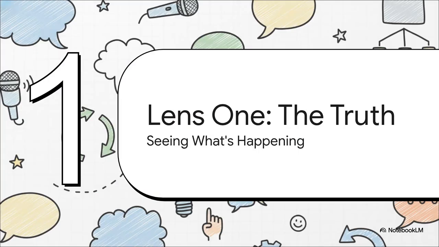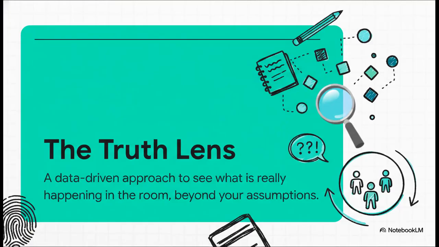All right, lens one is all about the truth. And that means we have to get objective. It's about moving past our gut feelings, that sense of, only two people are talking, and actually gathering some cold, hard data about the dynamics in the room. And this is so crucial. The truth lens forces us to put on our detective hats. Instead of just assuming we know what's wrong, we use simple tools to collect actual evidence. We start measuring what's really going on, not just what we think is going on.